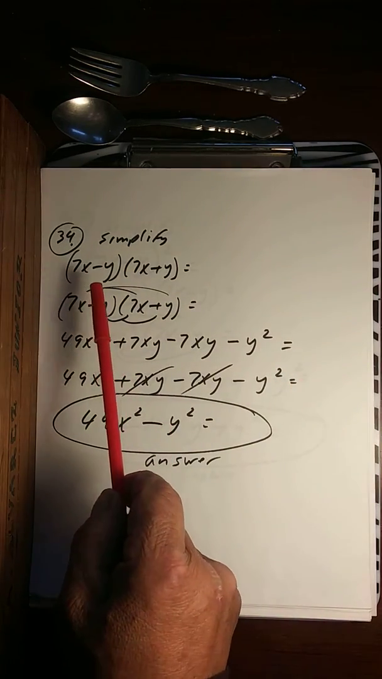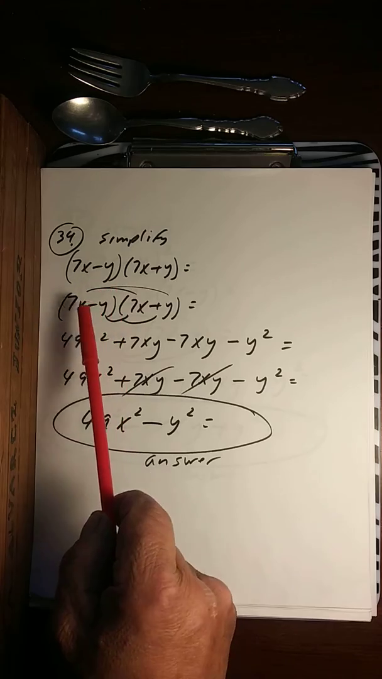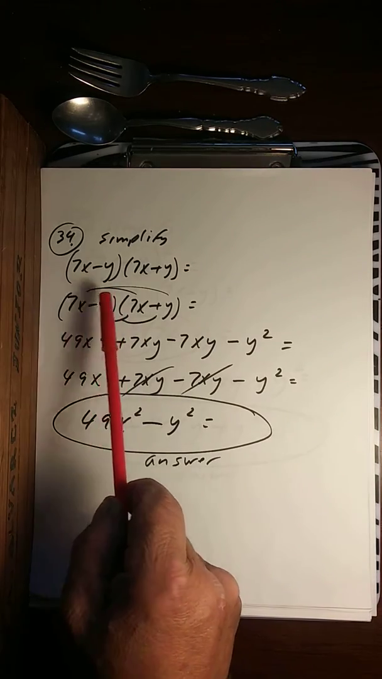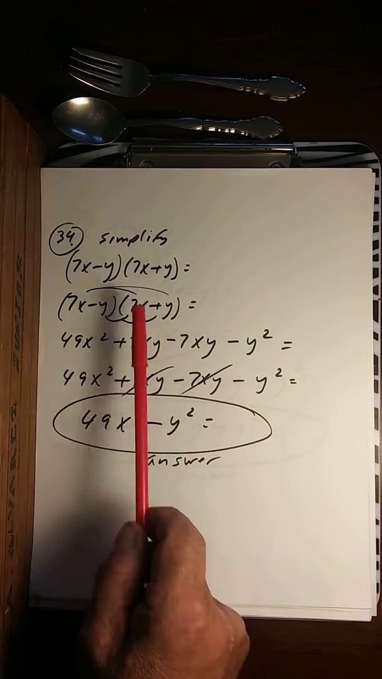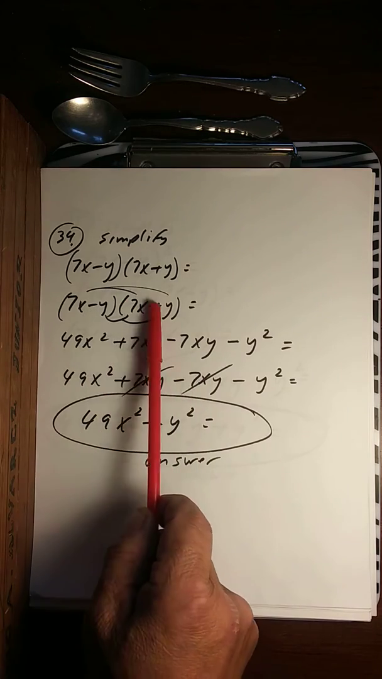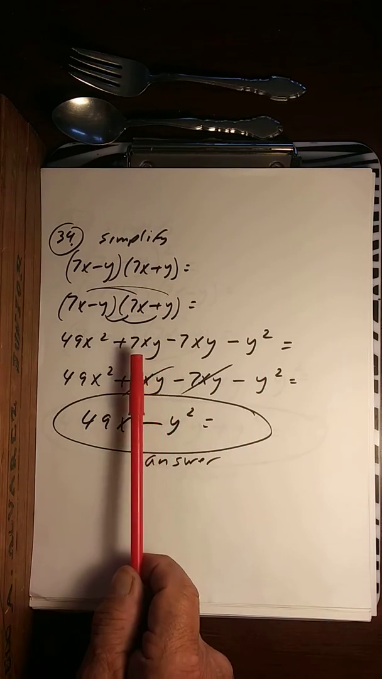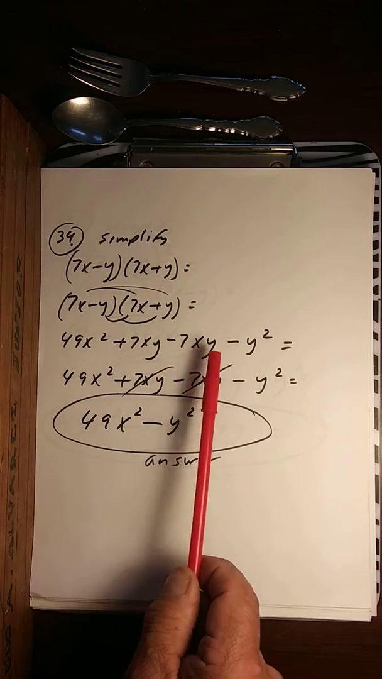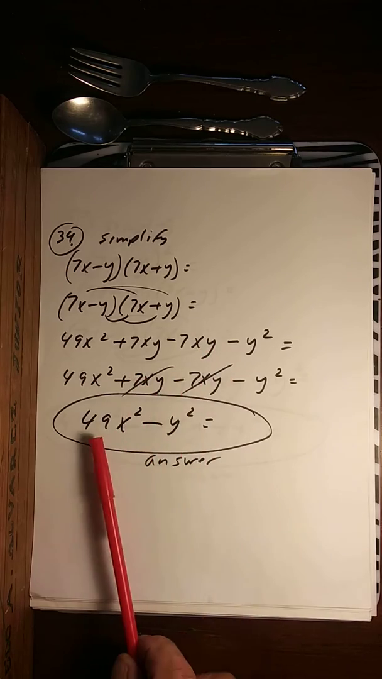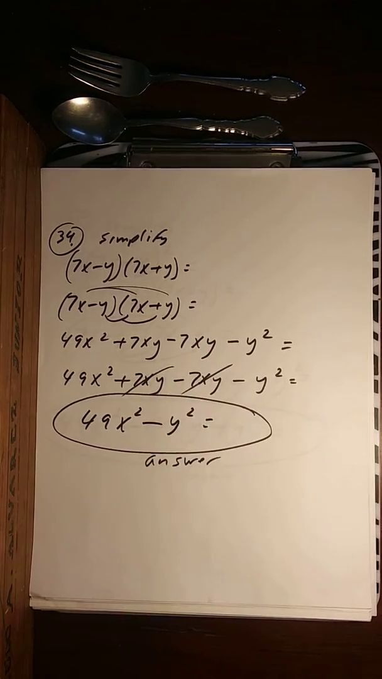Let's multiply this out. 7x times that is 49x squared. 7x times that, negative 7xy. That times that, positive 7xy. And that times that is negative y squared. But see this, negative 7xy plus 7xy, guess what happens? They're gone. So we have 49x squared minus y squared.